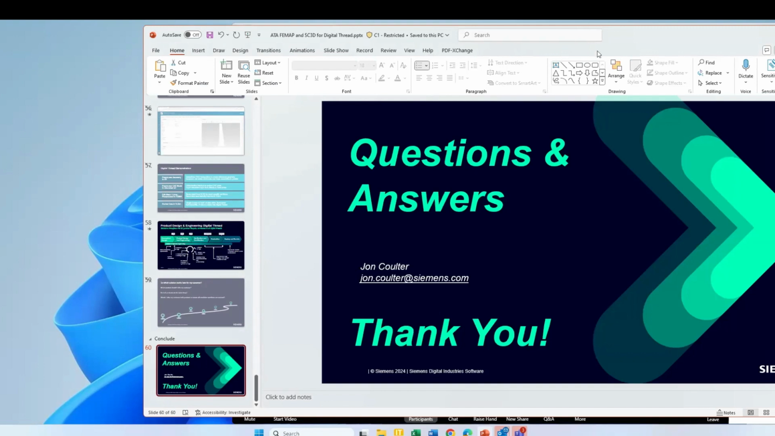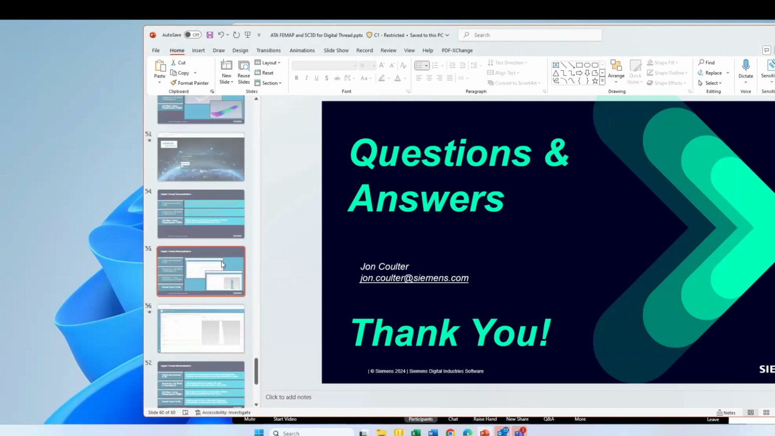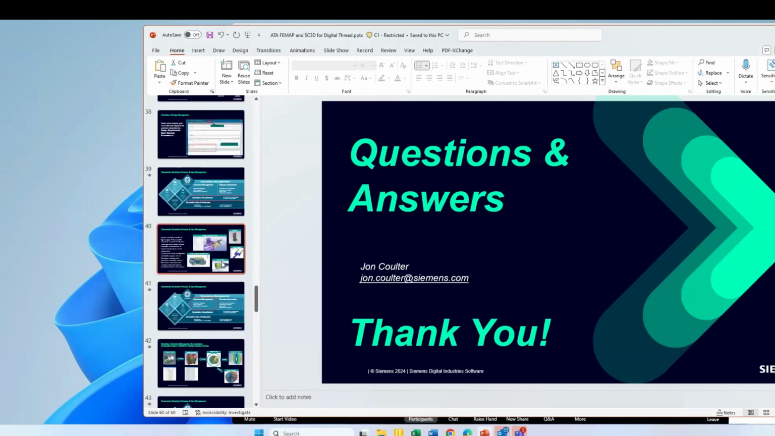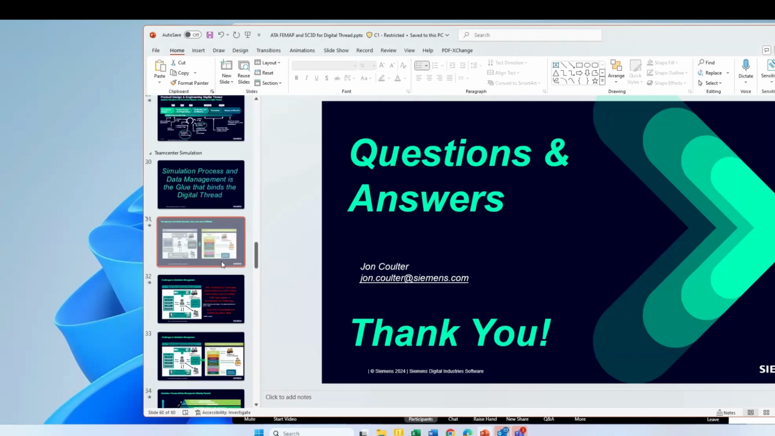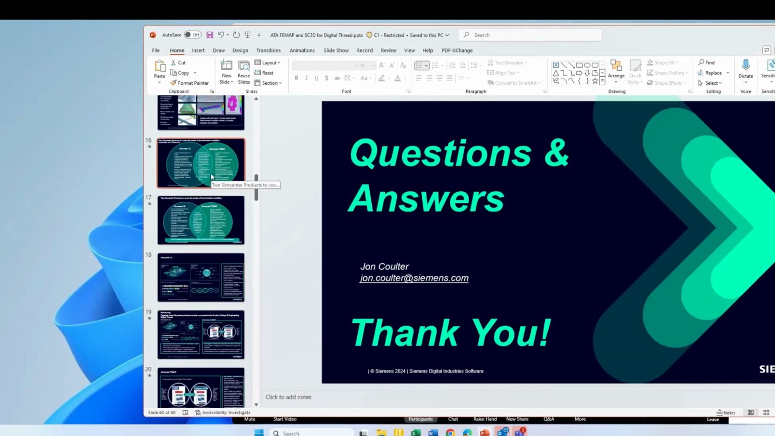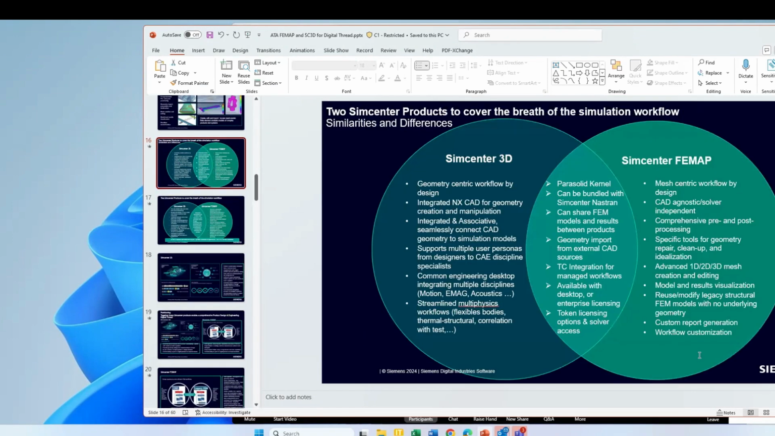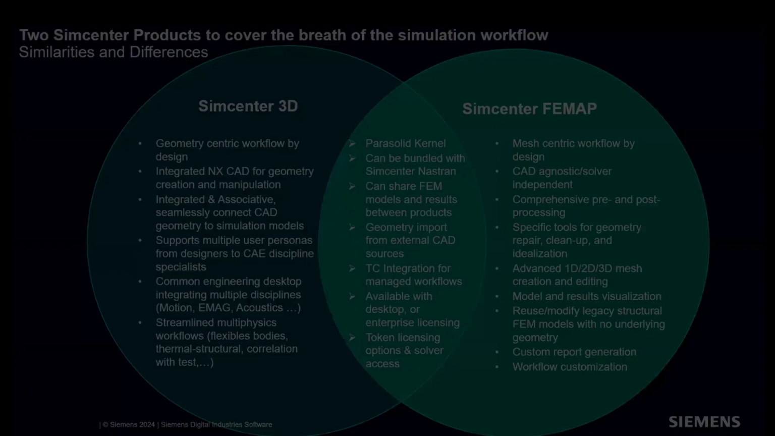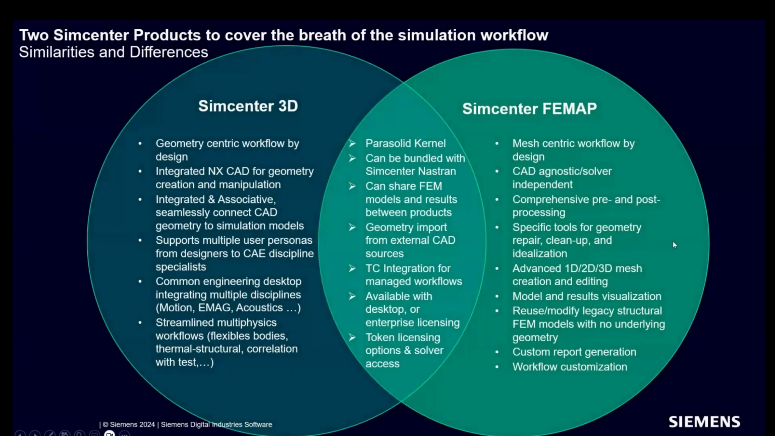Okay. So on the slide, John, where you were showing the kind of Venn diagram between Simcenter 3D and Femap, some of the things on the Femap side, like particularly being able to consume meshes that you're perhaps getting from your customer or your supplier or whatever, and you have no underlying CAD, that's perfectly understandable. But some of these things like modeling results visualization, reusing models, custom report generation, workflow customizations. Aren't those things also true of Simcenter 3D as well?